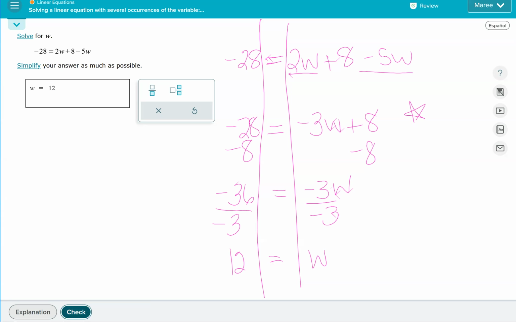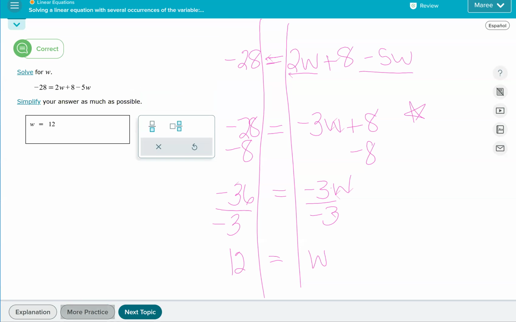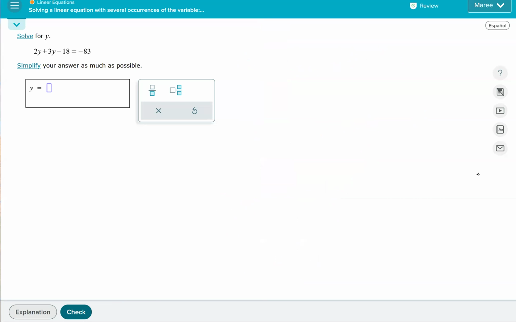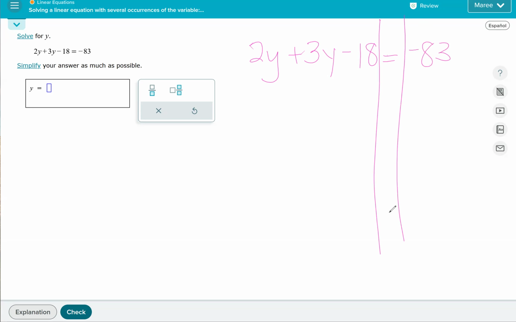Let's do another example. In this case, all of our y terms are on the left side of our equal sign. And that's okay. So we're going to focus on that side and leave the negative 83 alone for now. We want to combine the positive 2y and the positive 3y. So if you have 2 y's and you add 3 more, you have 5 y's total. And then we have that minus 18 equals negative 83.